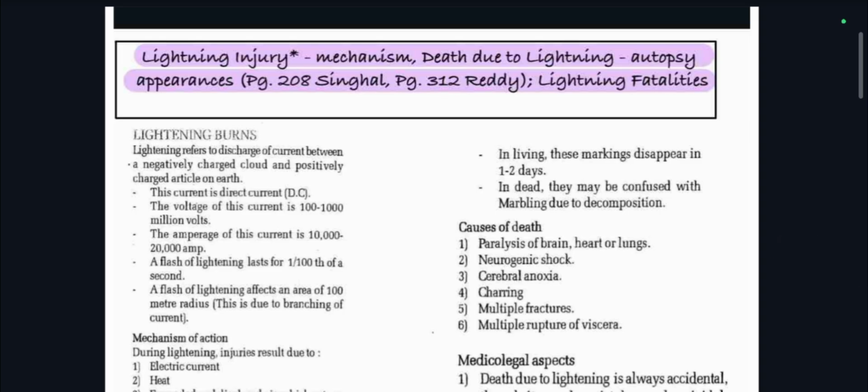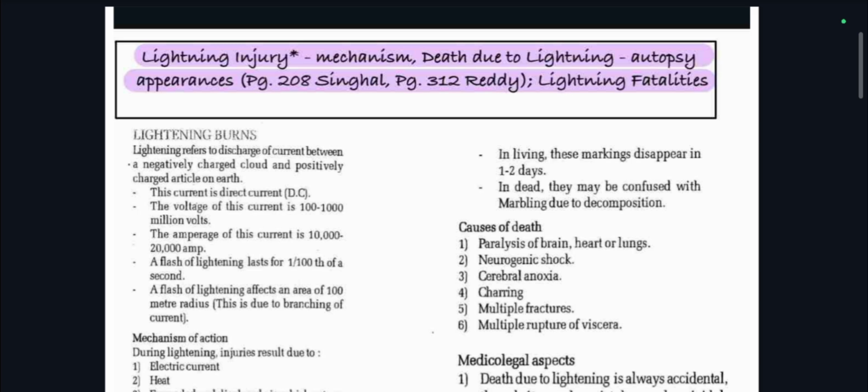Moving to the next question, what is lightning injury? What is its mechanism? What is death due to lightning? What are the autopsy appearances? And what are the lightning fatalities? So you have to write about lightning injury in detail.